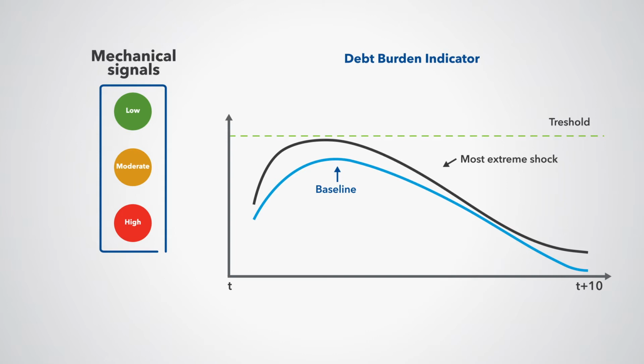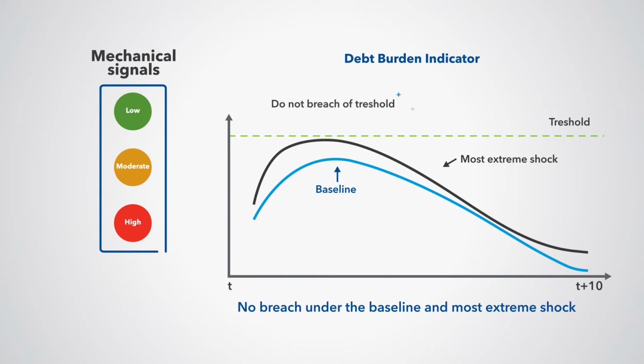For each debt burden indicator, we may observe one of three possibilities. In the first case, the projected values of the debt burden indicator do not breach the corresponding threshold under the baseline or under the most extreme shock scenario. This no-breach case suggests that, according to this debt indicator, future debt distress risk is not significant.